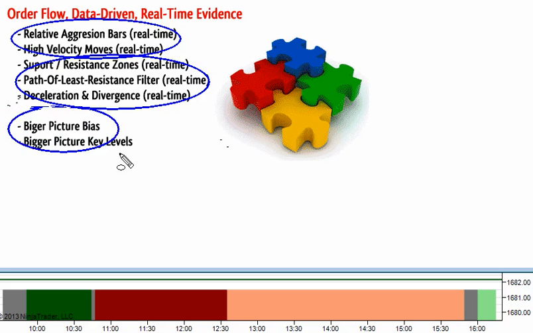We want to put that in the context of our bigger picture bias and bigger picture key levels, and I think that's really important to do, and a missing piece for a lot of traders as well.